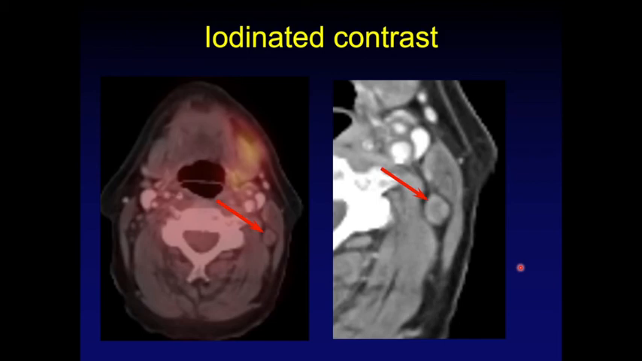This is a situation where iodinated contrast saves us. If we just had an attenuation-only PET-CT here, and this had no uptake, we'd blow right by it or think that it was a successfully treated node. It's only once you see the necrosis and see the mural nodularity that you can make the correct diagnosis of recurrence.